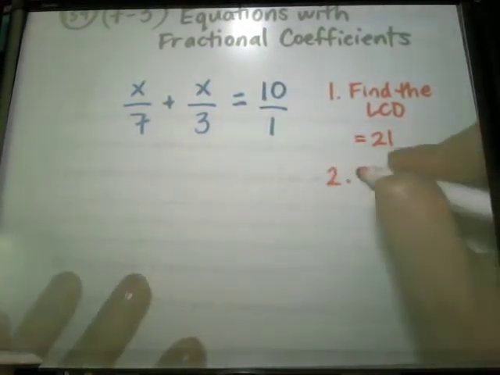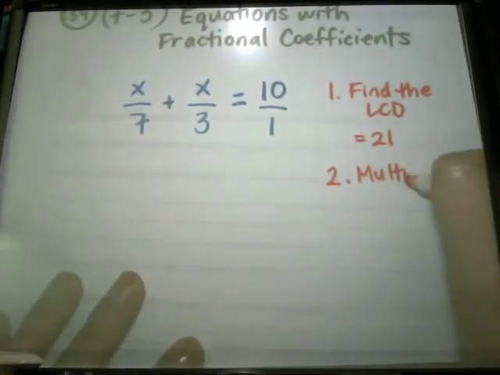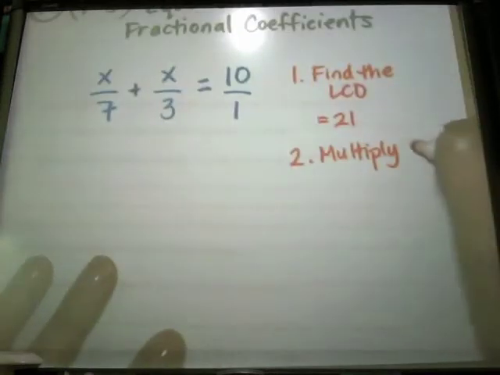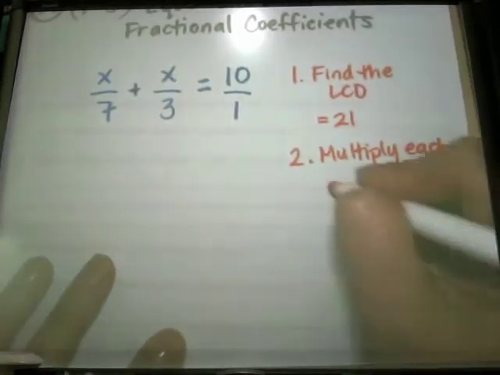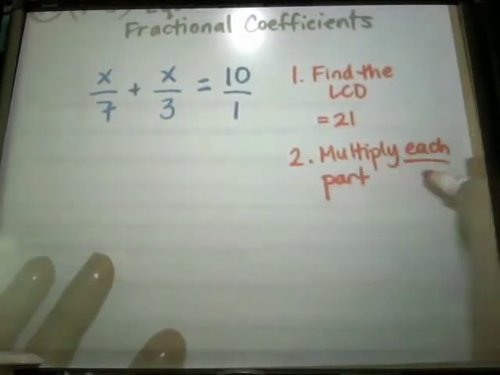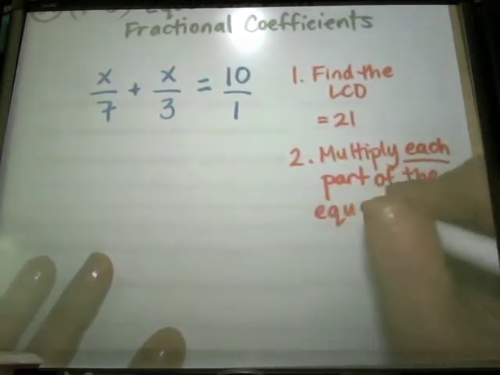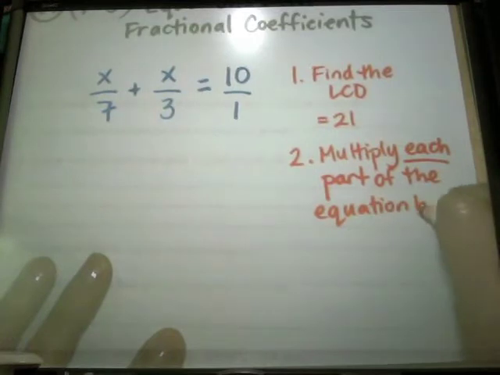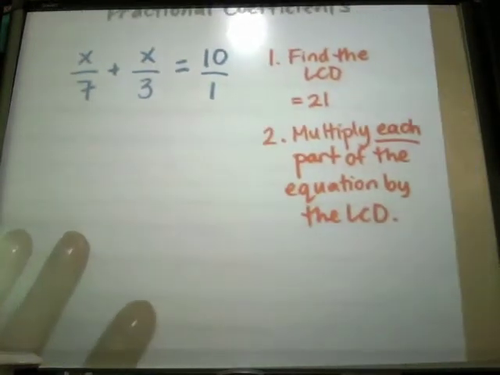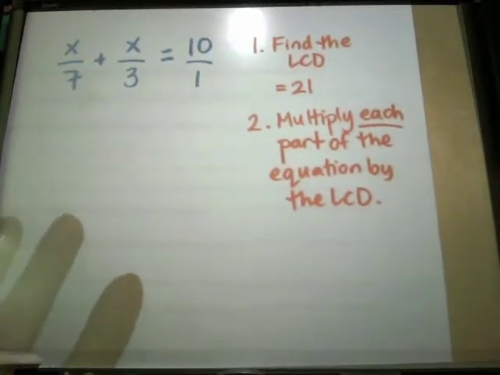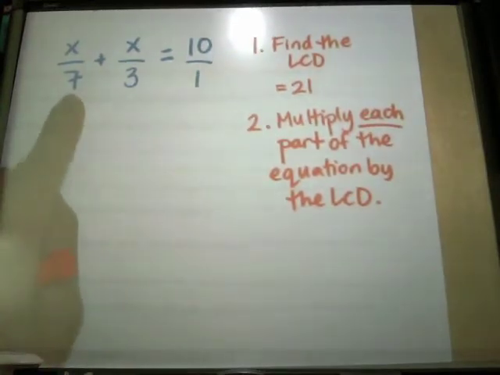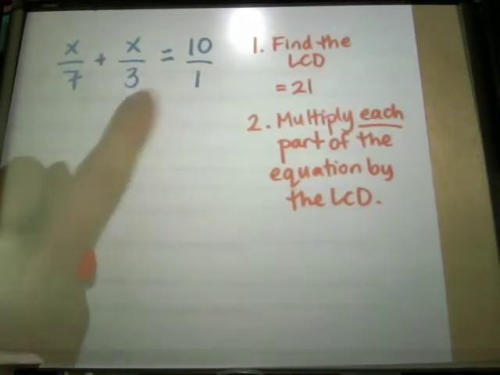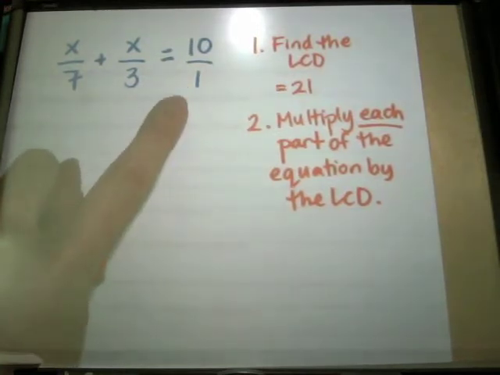Step 2. Multiply each part of the equation by that least common denominator. Multiply each part. So when I say each part, I mean literally each piece. x over 7, x over 3, 10, or 10 over 1.